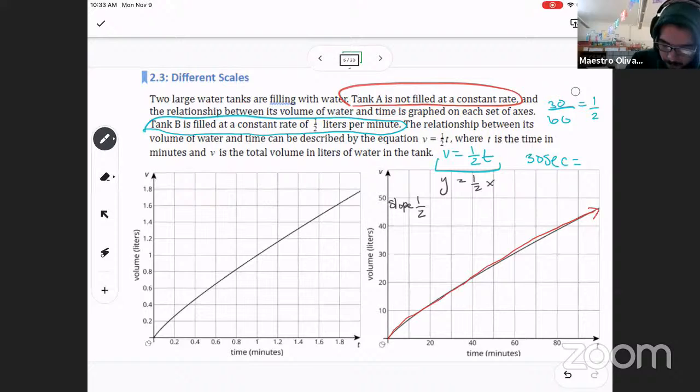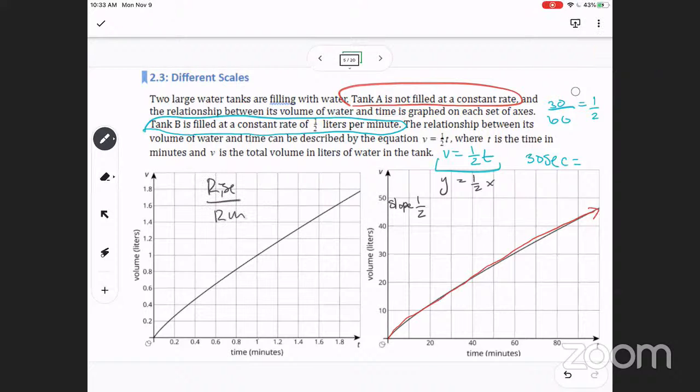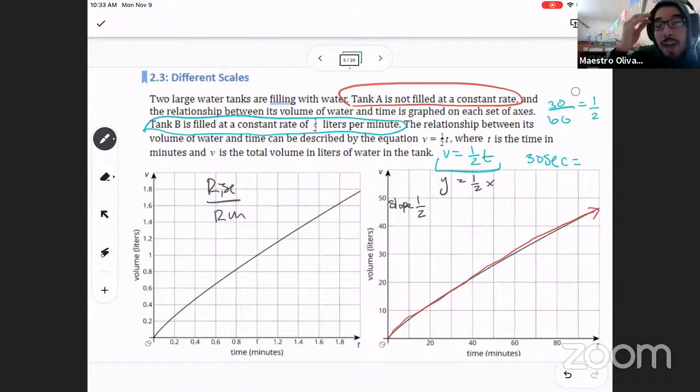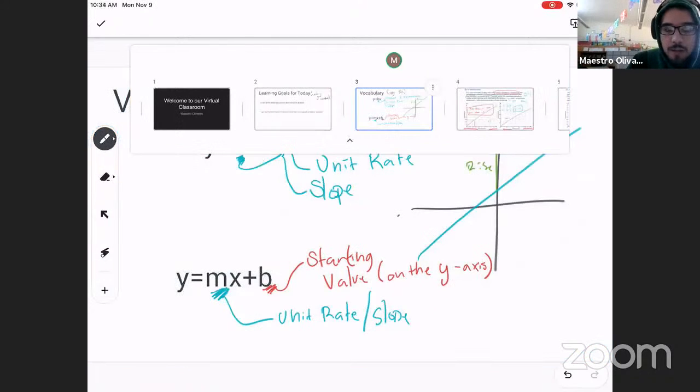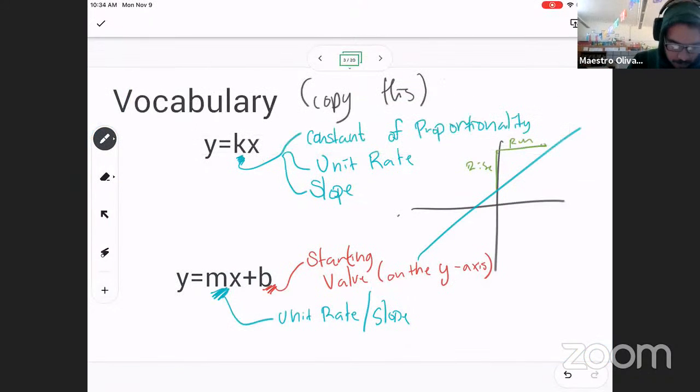Now, slope is the ratio of the rise. You think you can show them how you got 1/2? I think they might be confused. Oh, yeah. According to our vocabulary, the number in front of the x is our slope. So, Belinda, I know you weren't here for this part. The number in front of the x is our slope.